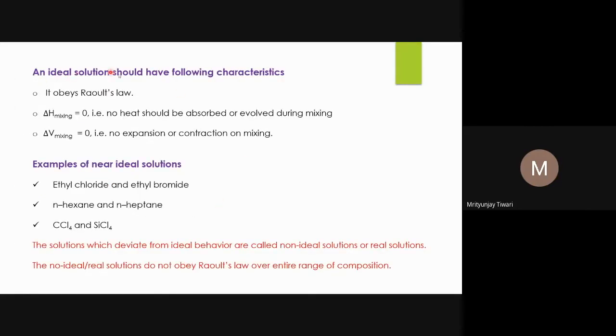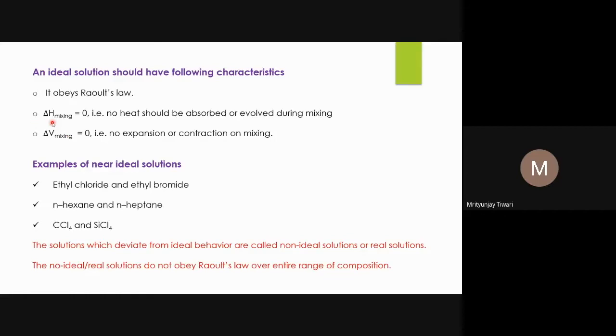So we can say that an ideal solution should have the following characteristics, these three characteristics that we mostly focus on. A solution should obey Raoult's law at all compositions and all temperatures, and it will obey Raoult's law only when delta H mixing is zero. Delta H mixing is zero means no heat should be absorbed or evolved during mixing. Delta V mixing is zero means no expansion or contraction on mixing, means there is no change in volume on mixing. The sum of the volume of solute plus solvent should be equal to the volume of the solution.